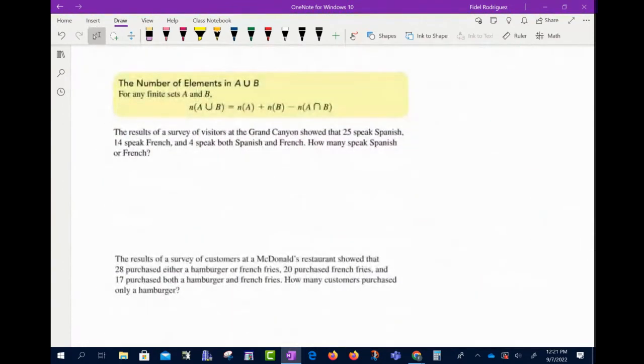Okay, so here we got a problem, and it's talking about the number of elements in A union B. Okay, so let's take a look, see here what we got. It says the number of elements in A union B is equal to the number of elements in A plus the number of elements in B minus the number of elements in both. Okay, remember that intersection means it's where they overlap, the both part, okay? So let's take a look at this first problem here, and let's see if we can figure out how we can use this formula right here, or this idea, to answer that question.